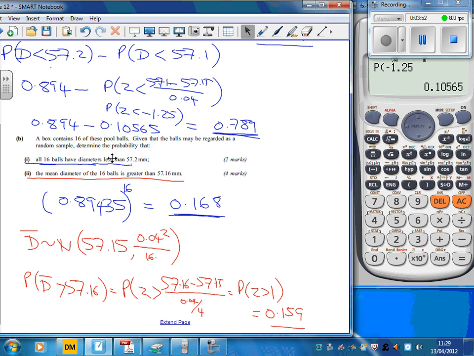Notice the difference here between these two questions. This one here is talking about all 16 of them, so we're doing each probability here, and this one was talking about the mean of them, so we're doing a whole new distribution for the means.